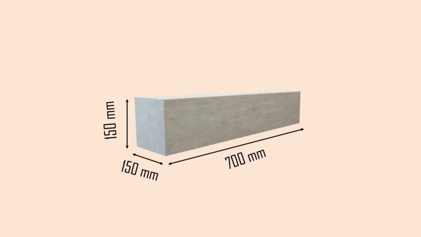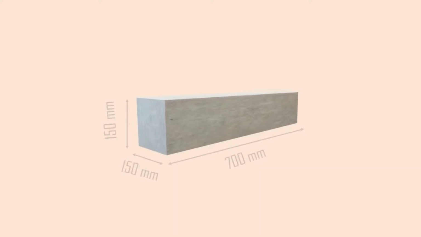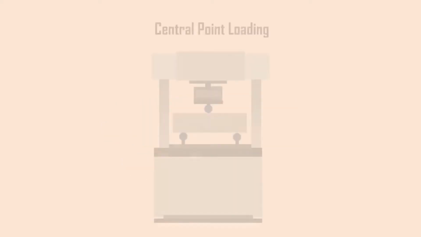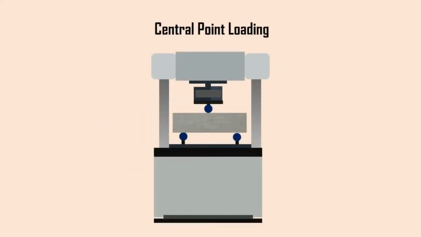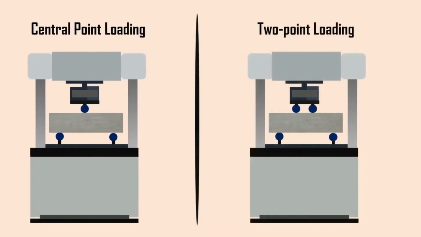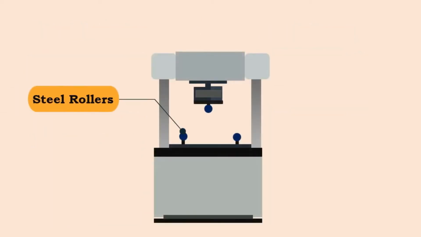The test is made on a beam of size 150 mm by 150 mm by 700 mm or 100 mm by 100 mm by 500 mm. Then, flexural strength of concrete is determined by either central point loading or two-point loading. The typical machine used for this test is shown on the screen in the video.